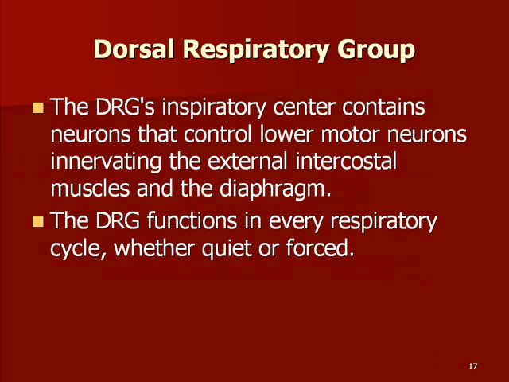The DRG inspiratory center contains neurons that control lower motor neurons innervating the external intercostal muscles and the diaphragm. The DRG functions every respiratory cycle, whether quiet or forced. Again, you should focus on understanding the principle of the DRG, the dorsal respiratory group, and its function in innervating the external intercostal muscles and the diaphragm, which are the primary muscles involved in respiration.